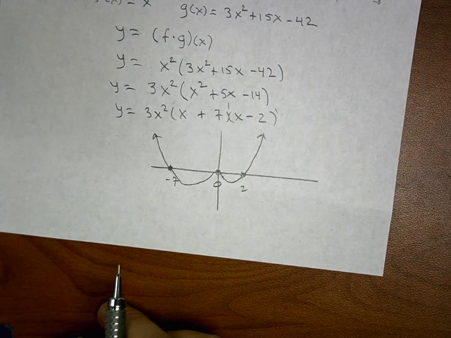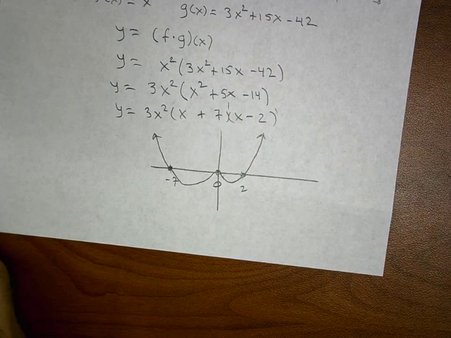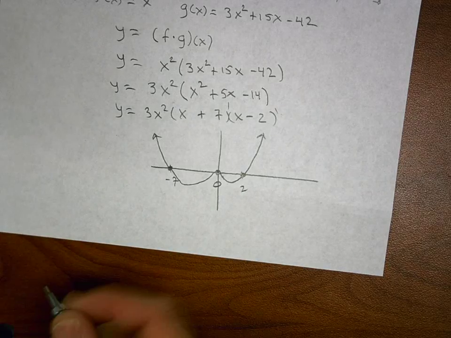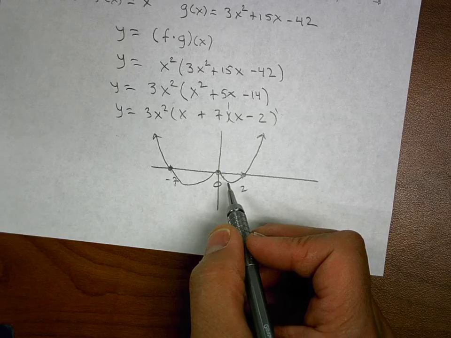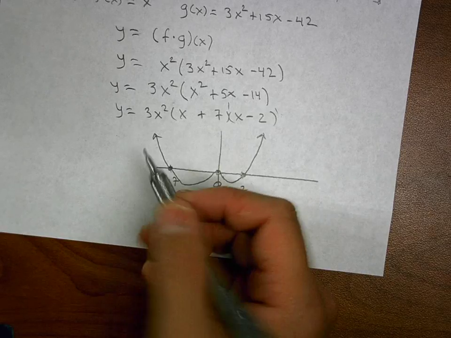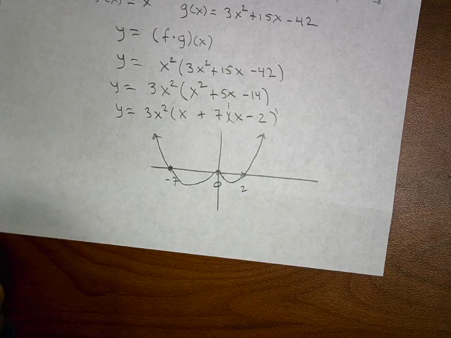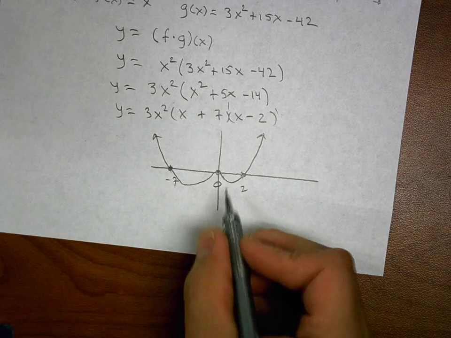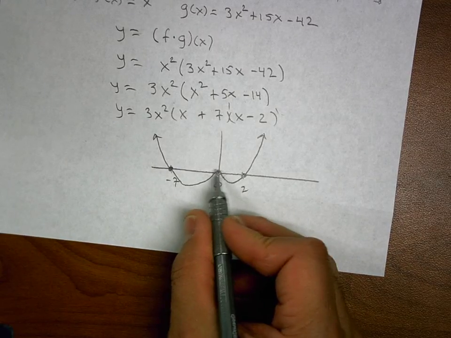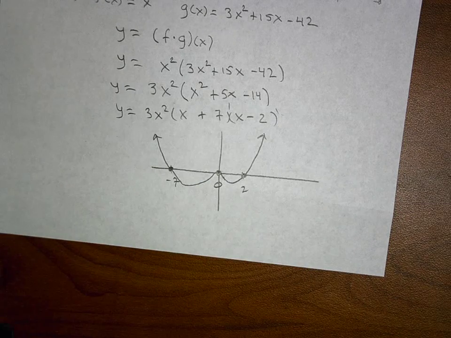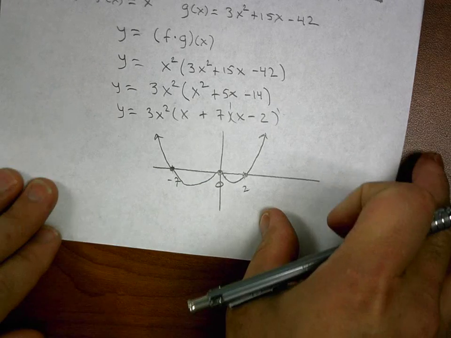Okay. How many distinct x-intercepts? 3. How many roots are there? 4. Degree is 4. How many relative maxes are there? 1 right there. How many relative mins? 2. There we go. Okay. Last one.